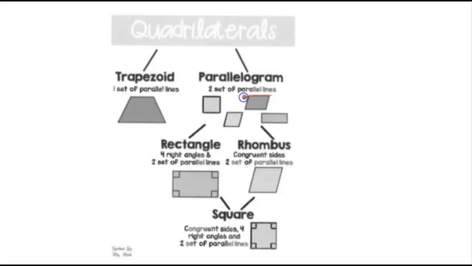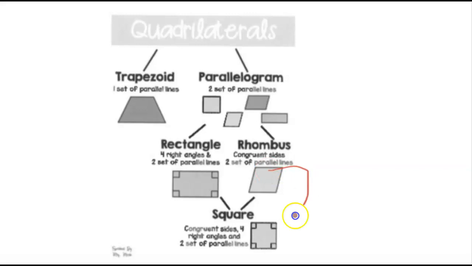So remember, parallel sides don't touch. So if those lines went on forever, they wouldn't touch. And if these lines went on forever, they wouldn't touch, even though my cursor made them funny. So look, those are all parallelograms. But then if we have a parallelogram that has four right angles, we have made a rectangle. If we have a parallelogram where all sides are the same, we can make a rhombus.